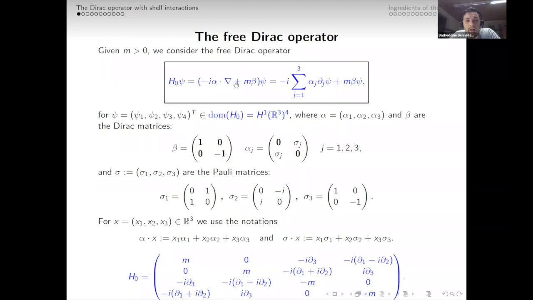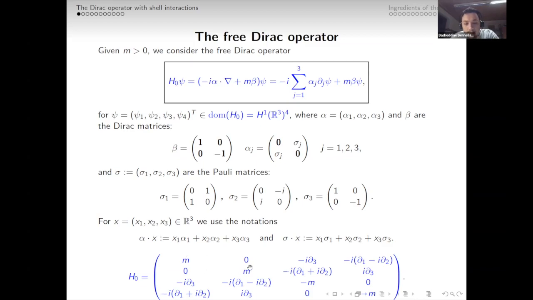So in this definition, we have alphas and betas. So alpha is alpha 1, alpha 2, and alpha 3. Those are the usual Dirac matrices written down here. For beta, we have the identity I2 and minus the identity I2. And the alphas are composed of the so-called Pauli matrices written down here. The notation alpha dot or sigma dot in the following means that for x in R3, we are taking a kind of scalar product here. In the end, this is the full expression in matrix form of this free Dirac operator.